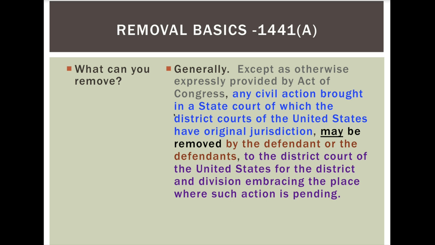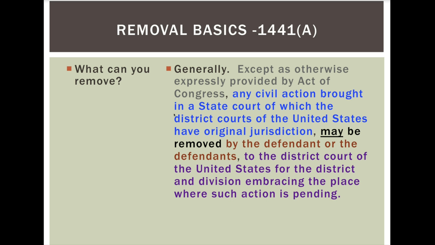So, what can you remove? Basically, the blue part is talking about what you can remove. Any civil action of which district courts in the United States have original jurisdiction. That language should sound familiar because it's very similar to 1331 and 1332, basically saying that where the district courts have subject matter jurisdiction, then the case can be removed by the defendant from state to federal court, even though the plaintiff didn't elect to sue there originally.